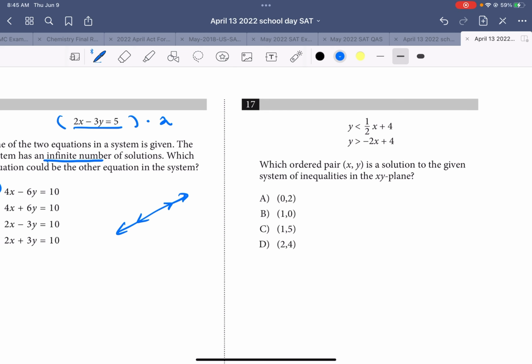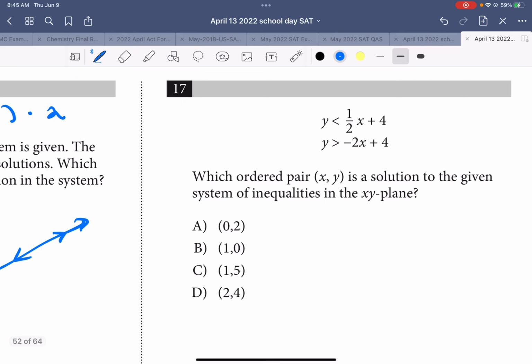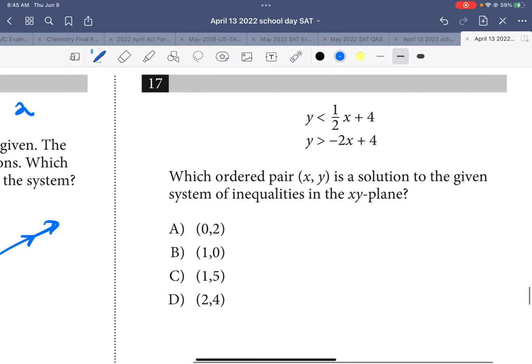Number 17. Which ordered pair is a solution to the given system of inequalities in the xy plane? This one you can also plug in and see which one works. Only one should work. College Board test makers know you're going to plug in starting from A. So my strategy: you can start with either A or D, but I'm going to start with D. If that one doesn't work, then I'm going to start with A, and then C and B, in that order, to save time. So let's just start from D.